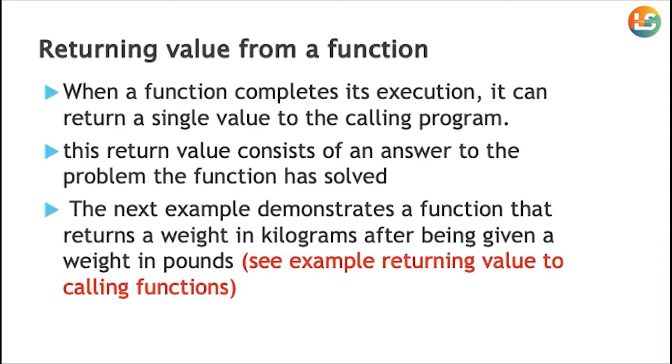Returning a value. We already covered that a function can be called without parameters. Then we also discussed that a function can be called with some parameters, with some values, and the function can work according to that. Now our discussion is how a function can return a value. When a function completes its execution, it can return a single value to the calling function or the calling program. This return value consists of an answer to the problem the function has solved. The next example demonstrates a function that returns a weight in kilograms after being given a weight in pounds.